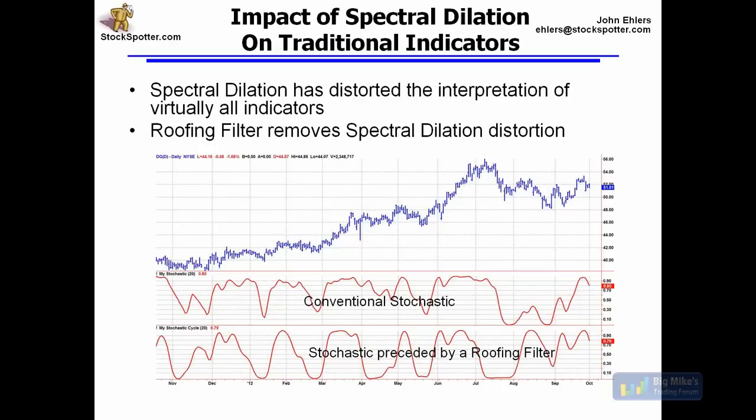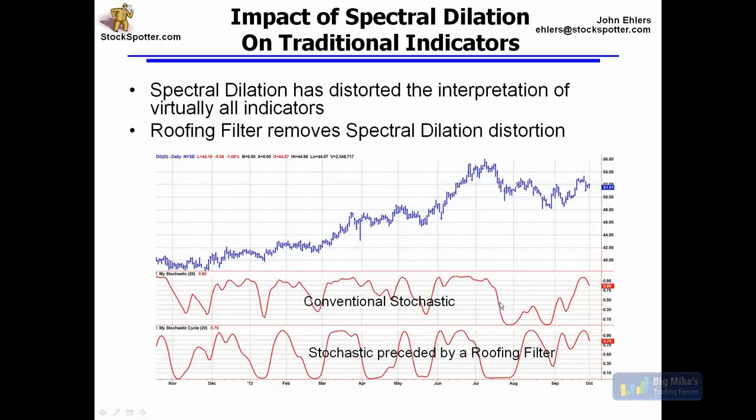And the father of the stochastic was George Lane. And I remember George. He was a bombastic speaker. And he would give you numbers of interpretations of how to deal with a stochastic. It depended upon this and that, whether the percent D crossed the percent K on the right side or the left side, and if it was stuck up against the upper level like it tends to do, you'd wait until it dropped below the 80% point for the third time before you went short, and so on. Well, frankly, those interpretations are just plain silly.